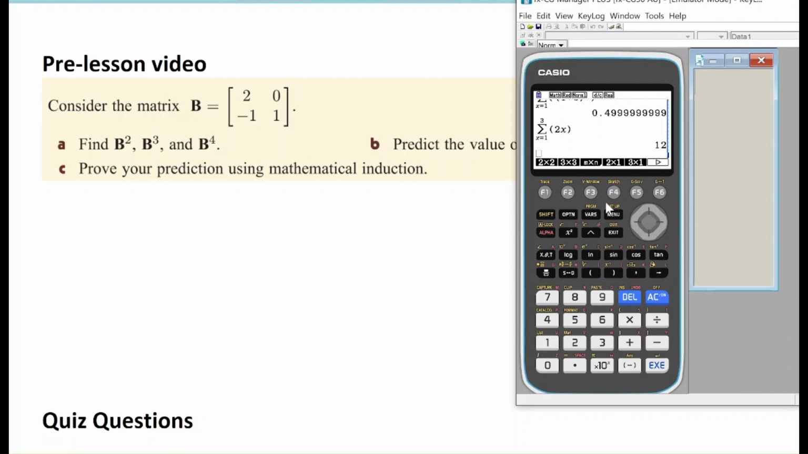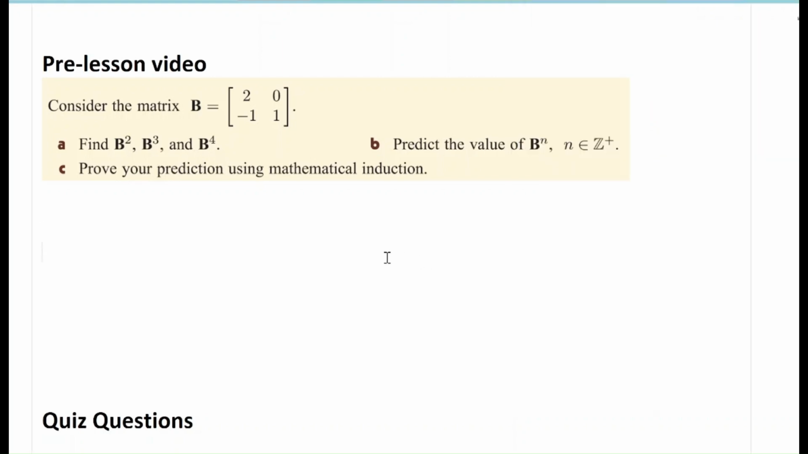So we're going to enter this matrix in our calculator. You go into the matrix menu, 2, 0, minus 1, 1. You can do this on a Texas as well, it just looks a little bit different. And then we're going to exit out, shift matrix, alpha A squared. Technically I should have called it B for consistency, but oh well.